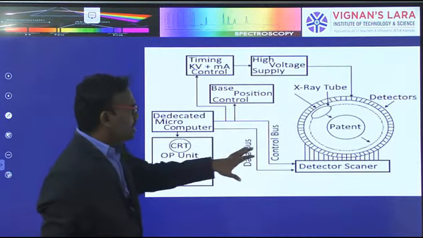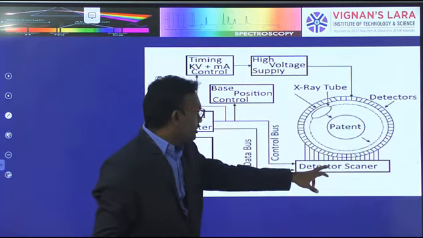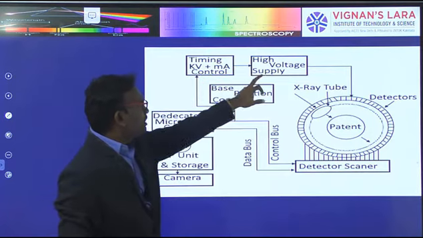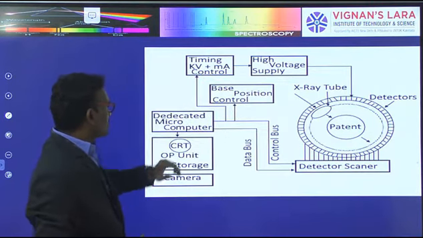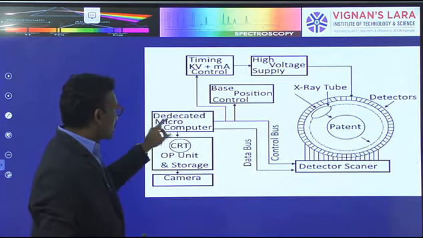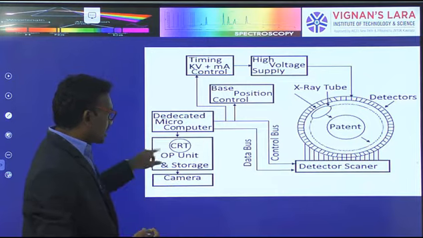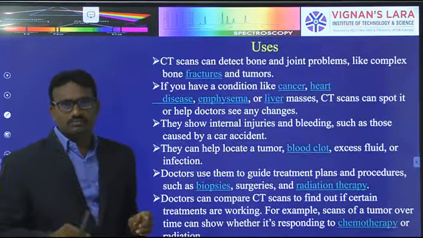This is another diagram of the CT scan: the patient, detector samples, basic position controllers, and high voltage supplies, timing, kV and current voltage controllers, and the detector microcomputers and camera. You see that, and the last is the printout of the detection on the film.